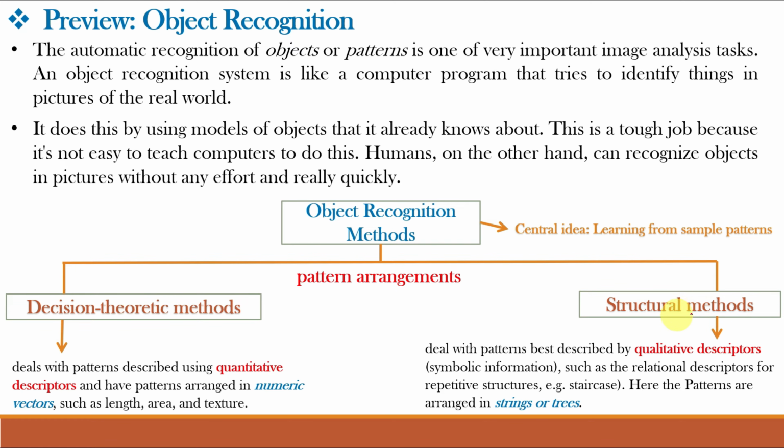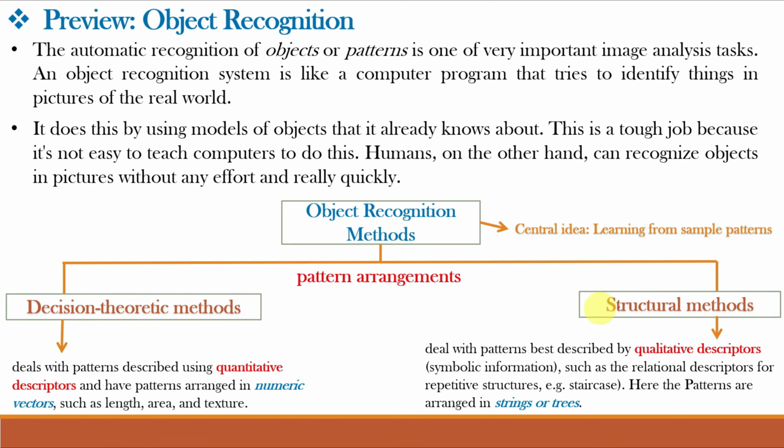Whereas the structural methods of object recognition deal with patterns best described by qualitative descriptors or symbolic information. So it doesn't exactly deal with the values, but rather some symbolic information such as relational descriptors for repetitive structures. For example, the staircase, right? So here the patterns are arranged in strings or trees. Some strings may be repeating, or some tree structure provides the qualitative information.